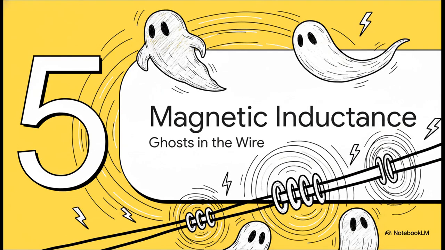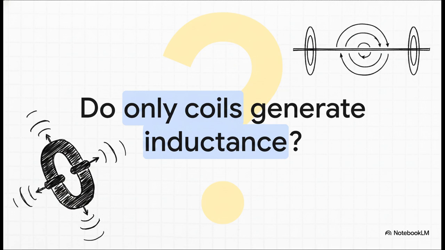Moving into Part 5, magnetic inductance in lines, the ghost in the wire. Let's shift our focus from resistance over to inductance. There is a hugely common misconception out there that inductance only happens if you coil a wire into a loop. People naturally assume long, straight transmission lines couldn't possibly have inductance. But actually, scratch that. It is completely false.